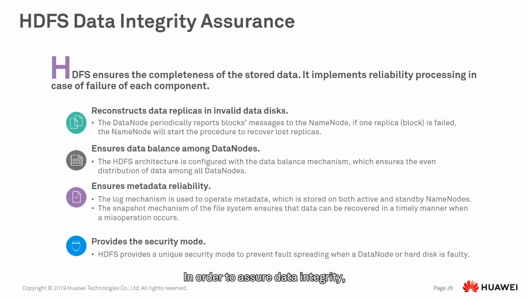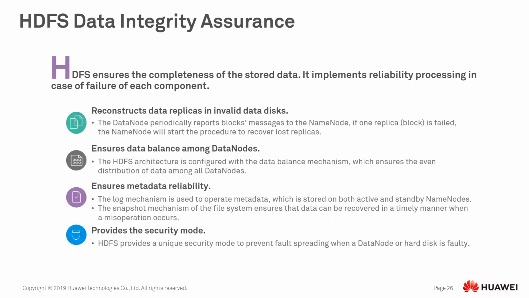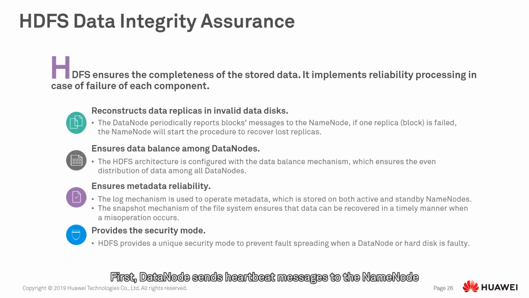In order to assure data integrity, HDFS has the following methods in case of failure of each component. First, the data node sends heartbeat messages to the name node periodically to report the data status, and the name node checks whether the data blocks are completely reported. If the data blocks are not reported because the disk of the data node is damaged, the name node initiates the replica reconstruction to recover the lost replica.